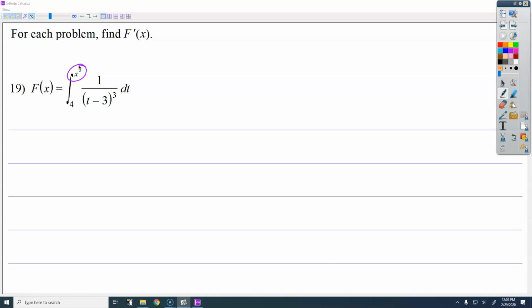a composite function. So what we learned about this is that if f of x is equal to the integral of 1 over x minus 3 cubed, then according to the second fundamental theorem of calculus, the derivative of f is just the integrand, right? But since we have limits involved, it's going to be a little bit different. So let's see how that is.